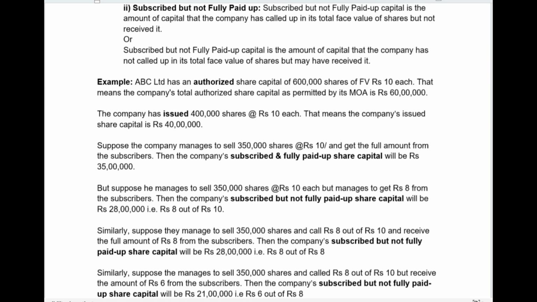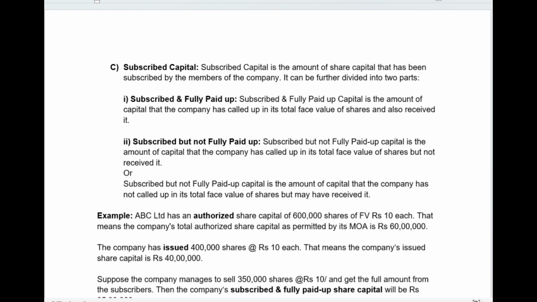So from that point of view, the subscribed capital can also be further divided into two parts. Number one, subscribed and fully paid up. That means if the company issued 4 lakh shares and the people purchased 3,50,000 shares, and the face value of each share is rupees 10, and the subscriber paid the full amount to the company, then in that case the subscribed and fully paid up share capital will be 3,50,000 into rupees 10, as described earlier from the example. Number two, subscribed but not fully paid up share capital.